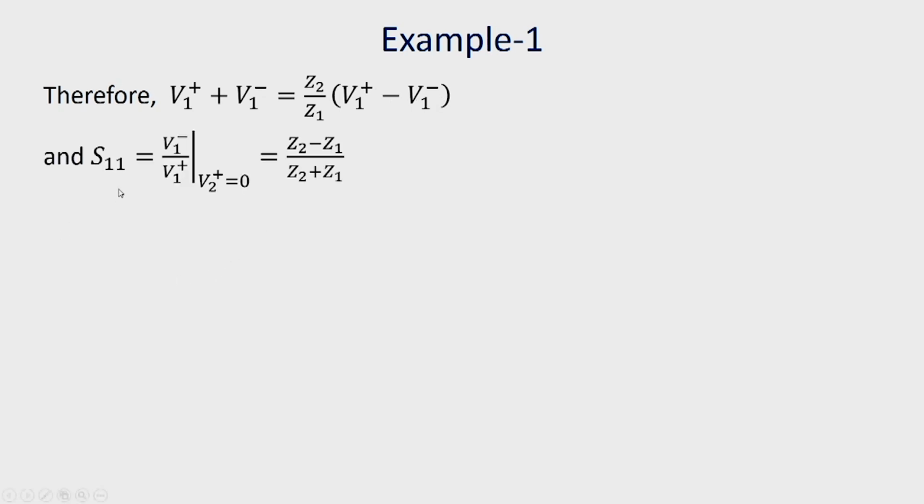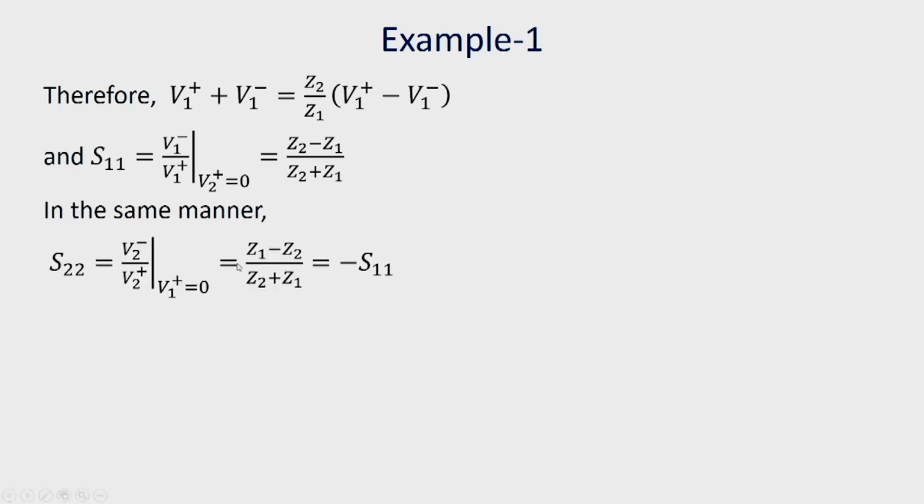and therefore, S11, which is V1 minus divided by V1 plus when V2 plus equal to 0, can be put in this form: Z2 minus Z1 divided by Z2 plus Z1, and this is the same as the reflection coefficient at the junction. And if you proceed in the same manner, you can show that S22 is equal to Z1 minus Z2 divided by Z1 plus Z2, and this is equal to minus S11.